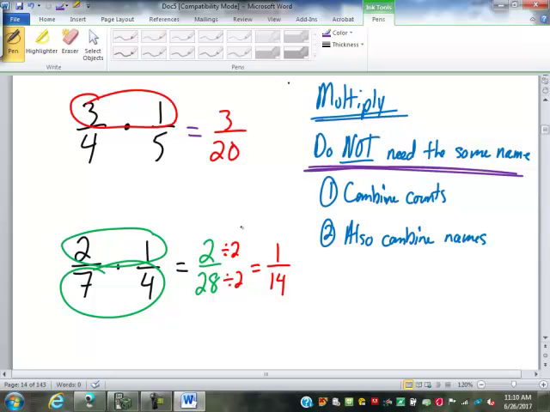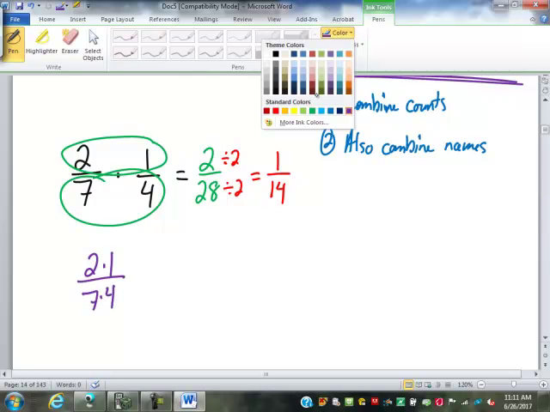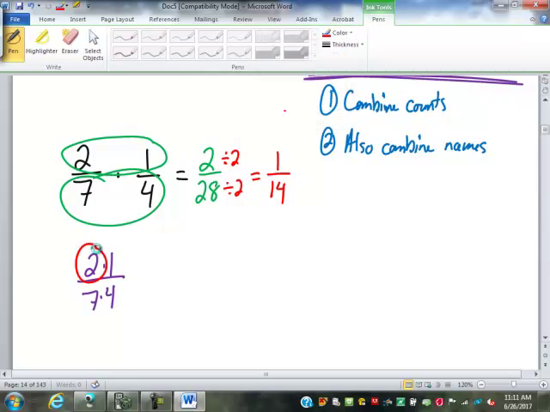Others right now might be looking at it thinking, what's cross canceling? Well, we know that on top we're just going to do the 2 times 1. That's going to become our new numerator. On bottom it's going to be 7 times 4. Well, we see that both the 2 and the 4 can be divided by 2. So we could actually do that before we multiply. We actually reduce before we multiply.